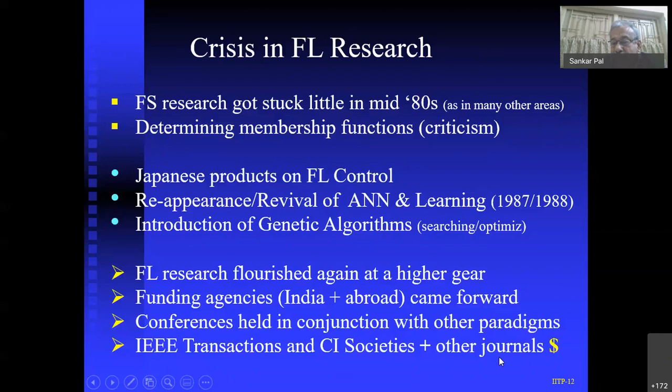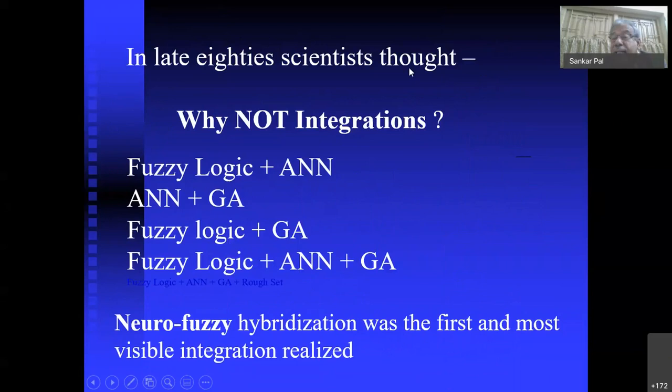Now look at this. In the late 80s, scientists thought, why not integration? Because fuzzy set has some limitation. Neural net has some limitation, because how to determine the parameters. Genetic algorithm has limitation. So if we can make a judicious integration, maybe we will be able to survive. So all kinds of permutations and combinations started getting published. If you look at the journals at that time, so many papers were coming out. Fuzzy logic, ANN, ANN, GA, combinations, etc. Rough set hadn't come yet. But among those, neurofuzzy hybridization was the first and most visible integration. That's why you got neurofuzzy camcorders, neurofuzzy vacuum cleaners, neurofuzzy televisions, and so on. All because of the Japanese integration.